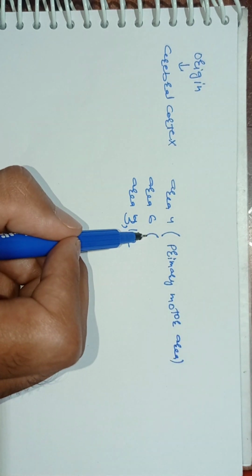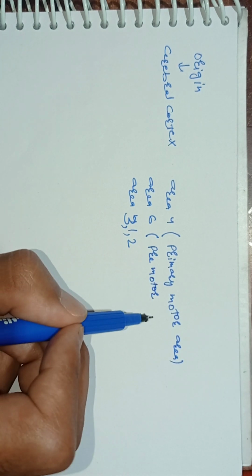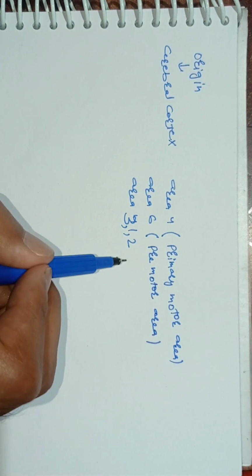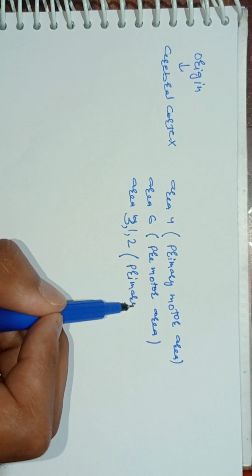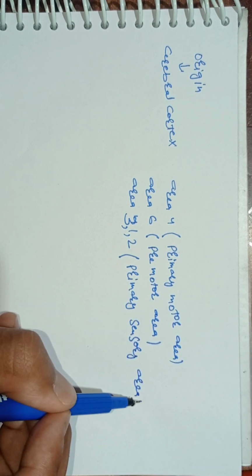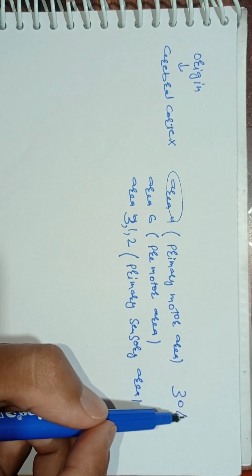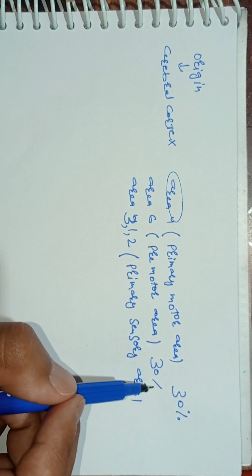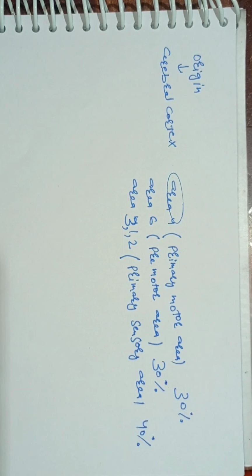Clearly, this area 6 is known as the premotor area, and area 3, 1, 2 is known as the primary sensory area. From area 4, 30% of fibers come. From area 6, 30% of fibers originate, and from area 3, 1, 2, 40% of fibers originate.